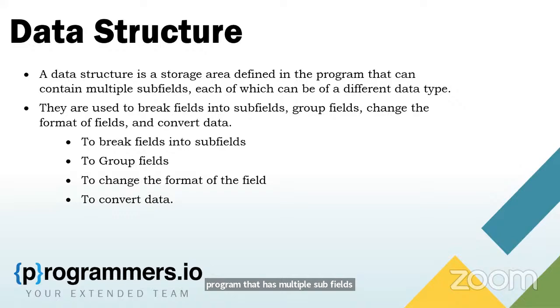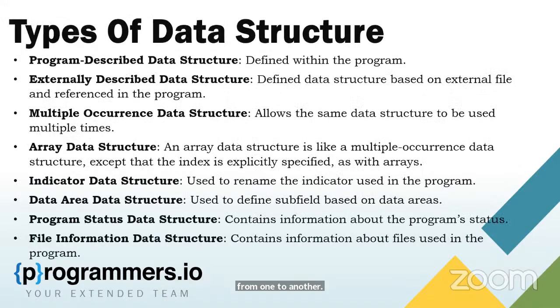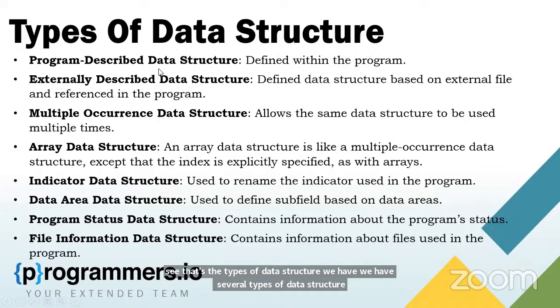The basic use of a data structure will be to break the field into subfields, or to group the fields, or to change the format of the field, and to convert the data from one to another. Now let's see the types of data structure we have. We have several types. First one is program described data structure, which will be defined within the program.